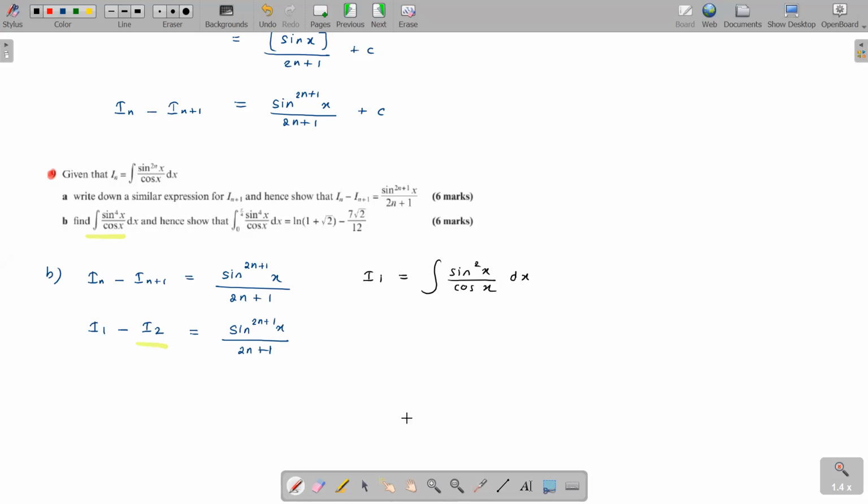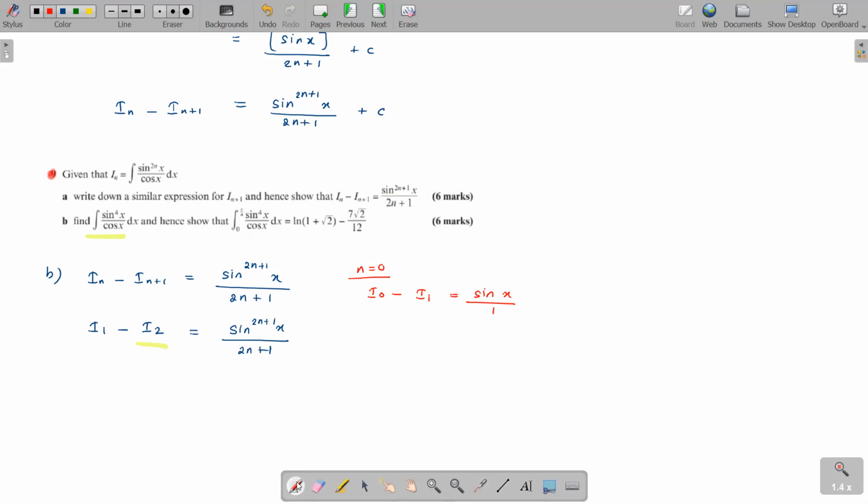Or else what we can do is get I1 from the reduction formula again. That would be easier, right? Yes, because there's a big integration here. If you want to find I1, we'll replace n with what? n with 0. When you replace n with 0, we get I0 minus I1 equals sine to the power 1x over 1, since n is 0. I replace all the n's with zeros, so I get I0 minus I1. Then n is 0: sine to the power 1x over 2 times 0 plus 1.